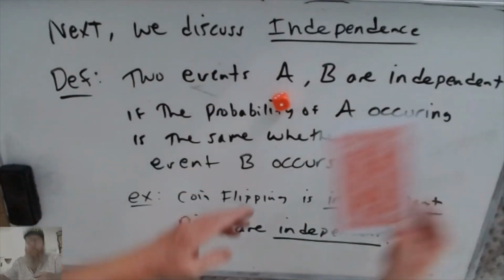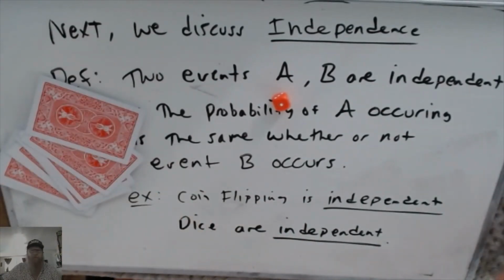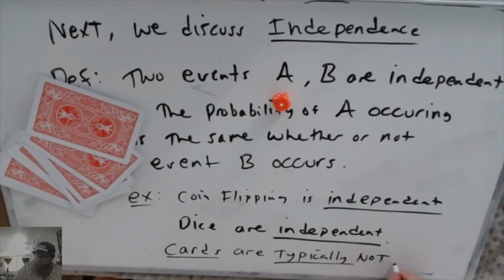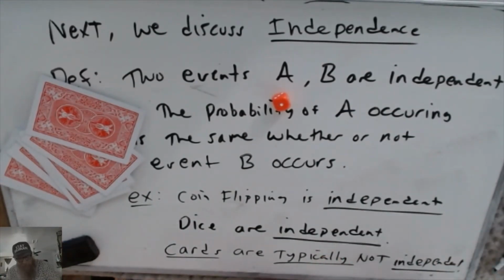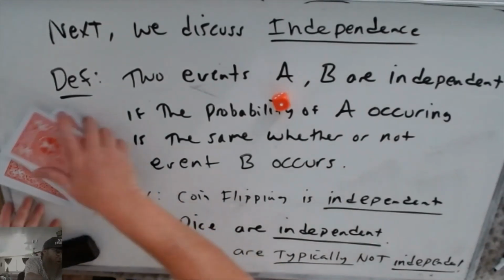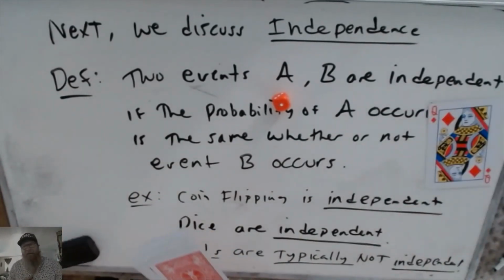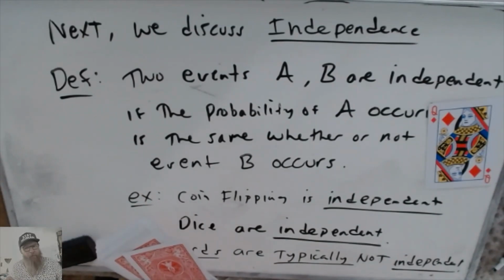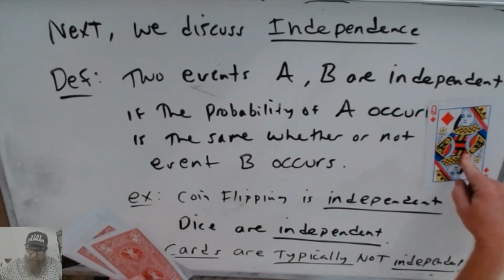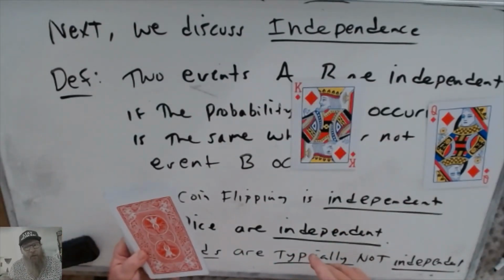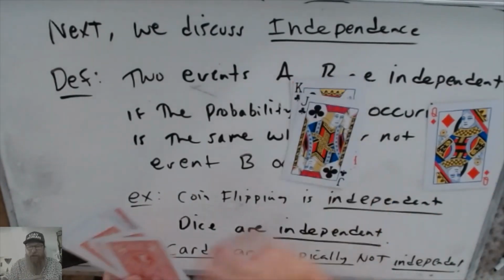However, cards are typically not independent. It depends. The independence of a card game is typically dependent upon whether or not you are replacing the card that you took. So, for example, if I deal you a queen, and then I say, okay, what's the probability that the next card is a queen? Well, if the first card already came out to be a queen, there's one less queen in this deck than there was a minute ago. So the probability that the next card is a queen went down because there's one less queen, and then I just keep going and going and going, right?